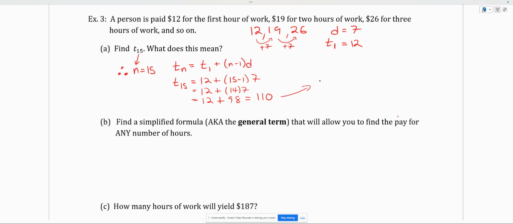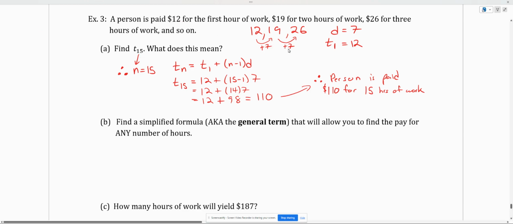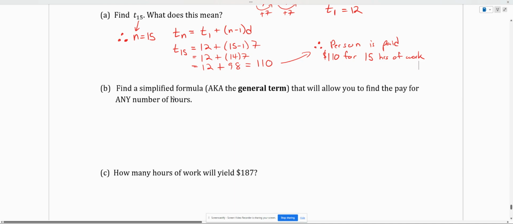So what does this actually mean? We can say that, therefore, person, because we don't know who this is, person is paid, it looks like $110 for 15 hours of work. Okay, so it looks like the person gets $12 for the first hour, and then they're being paid $7 per hour.